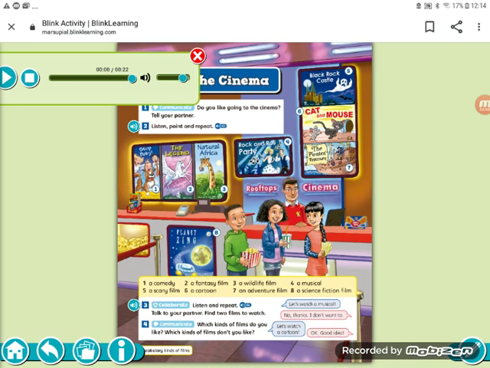Which kinds of films do you like? Which kinds of films don't you like? ¿Qué clase de pelis os gusta y cuáles no os gustan? Por ejemplo, I like, in my opinion, yes, I like comedies, I like cartoons, I like, for example, what else? I like wildlife films, and that's all. I don't like, on the other hand, significa, por otro lado, I don't like fantasy films, musicals, scary films, and adventure films.